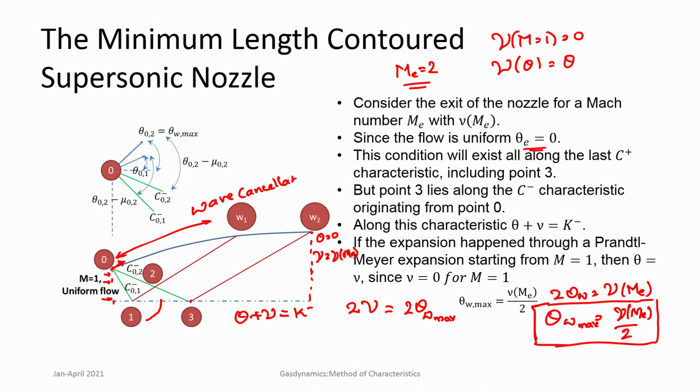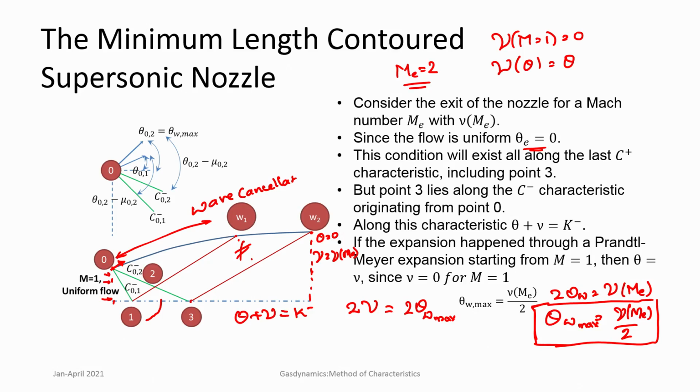Now, this flow turn, which is turning by a certain wall angle theta wall maximum, can be divided into several waves, and each of these waves impinges upon the wall at certain points, and the wall is designed so that it does not reflect any of these. Therefore, you get this particular wave cancellation contour. If this is correctly done, then we will get uniform Mach 2 flow at the exit of this nozzle.